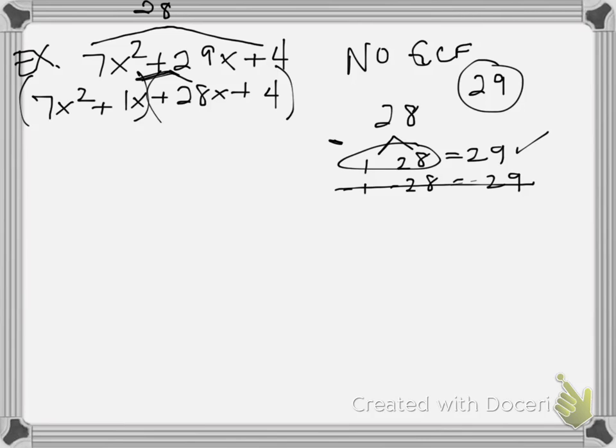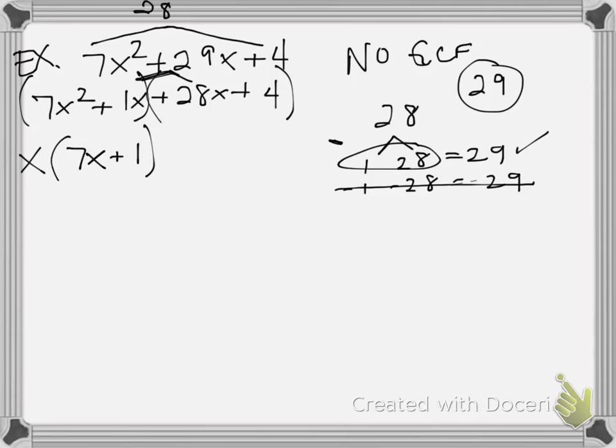So in this first set of parentheses, 7x squared plus 1x, what do they have in common? They have an x in common. So I'm going to pull out an x. When I pull that x out, all that's left is 7x plus 1. So 7x squared divided by x is 7x. 1x divided by x is 1.